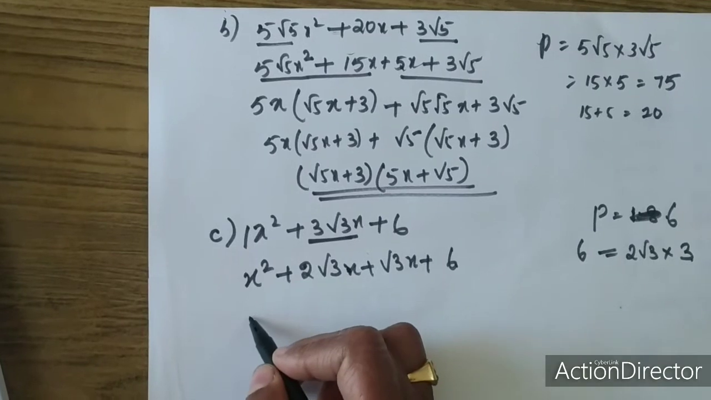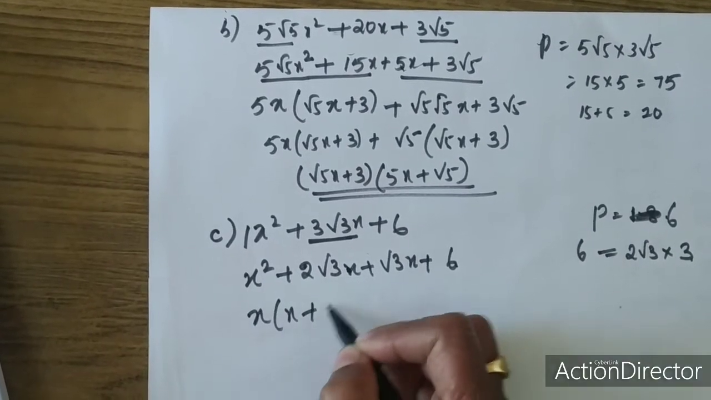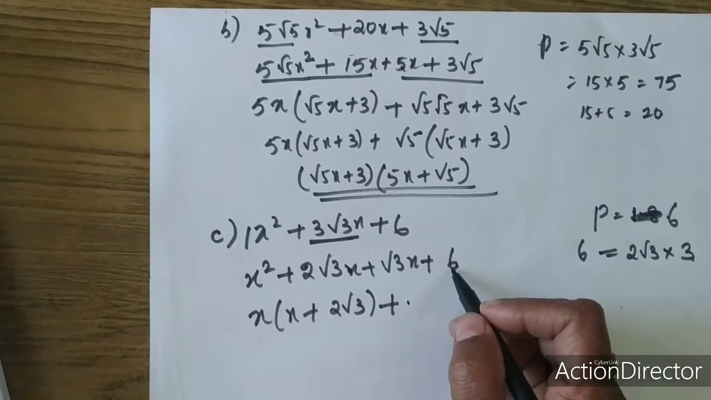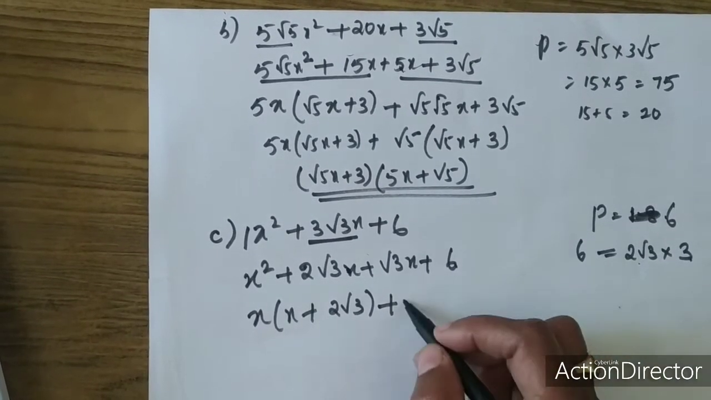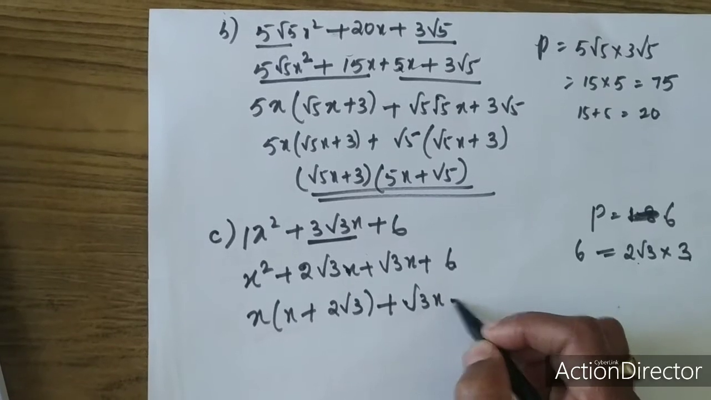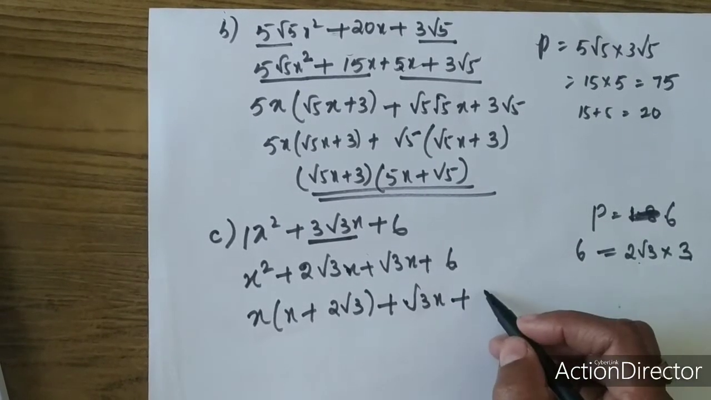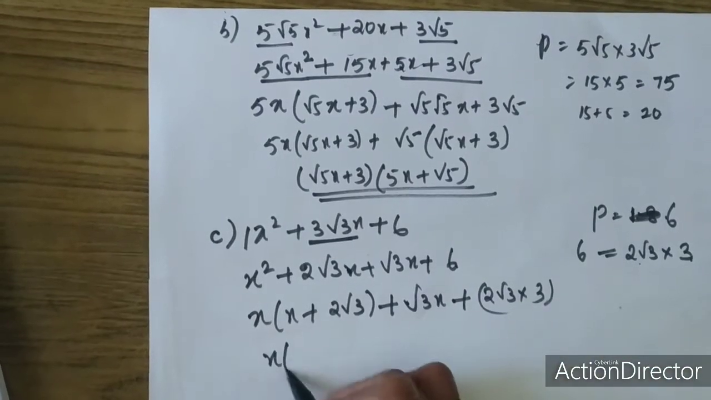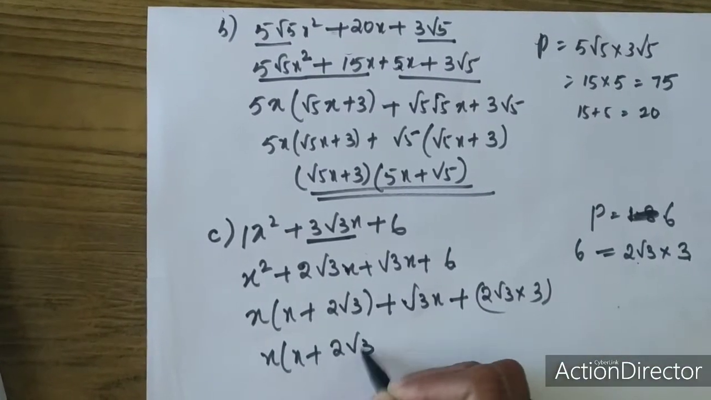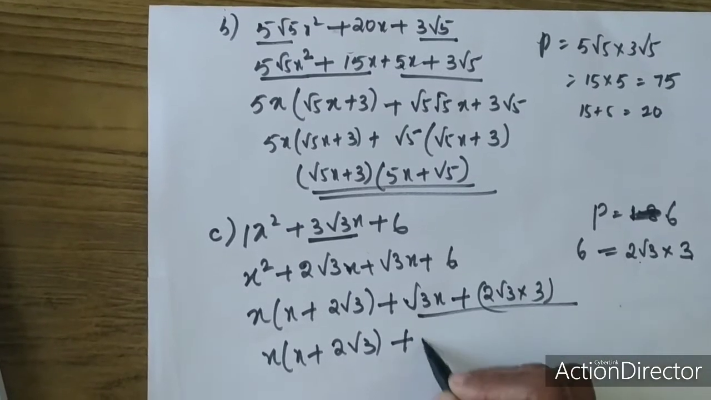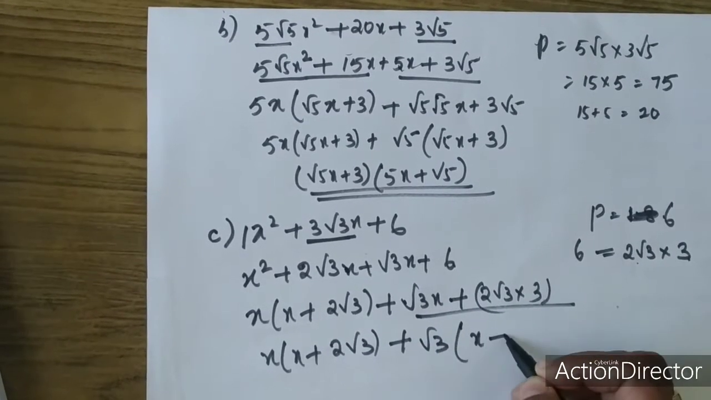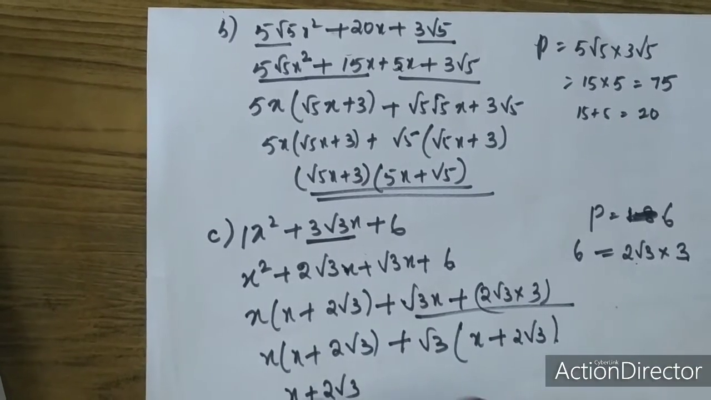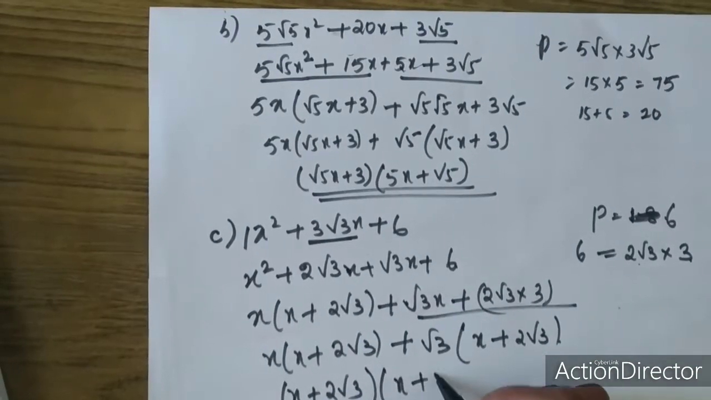So this is equal to x into x plus 2 root 3, plus, I said this 6 can be expressed as 2 root 3 into root 3. So you write it down: root 3 x plus this 6 expressed as 2 root 3 into root 3. So x into x plus 2 root 3 plus what is common over here? Root 3, and again it is x plus 2 root 3. So this is x plus 2 root 3 and x plus root 3.